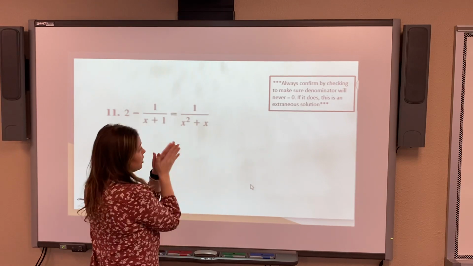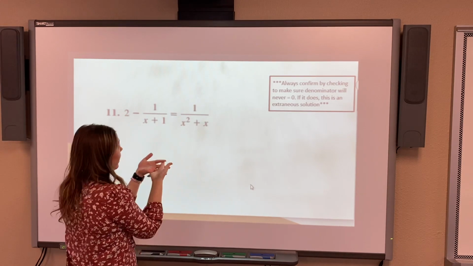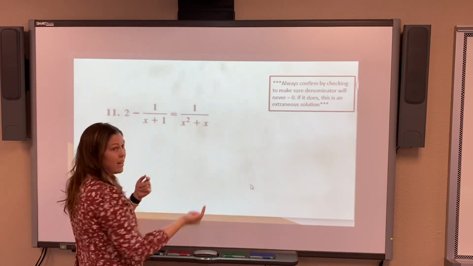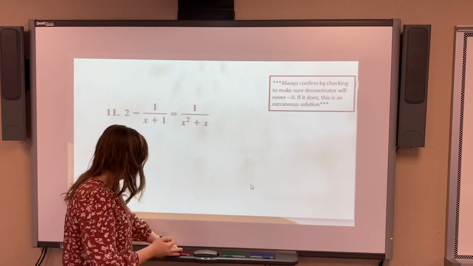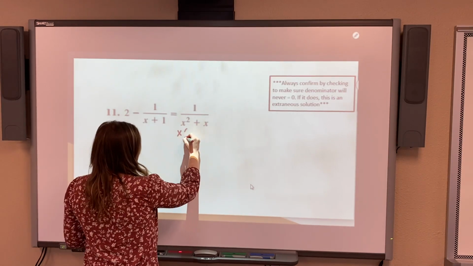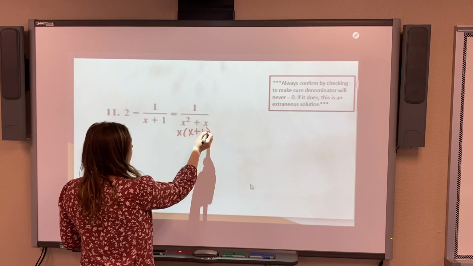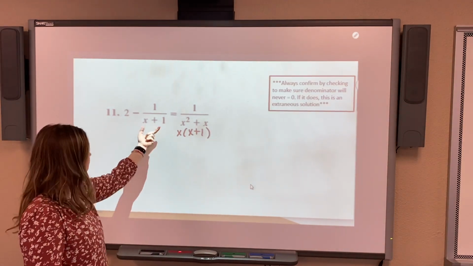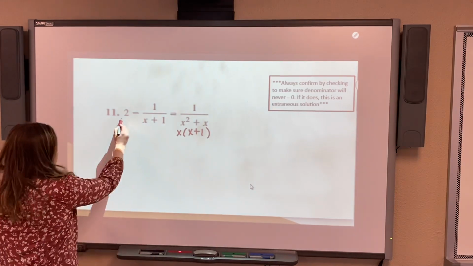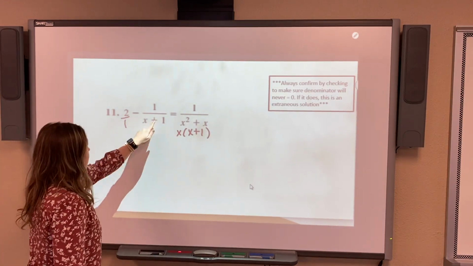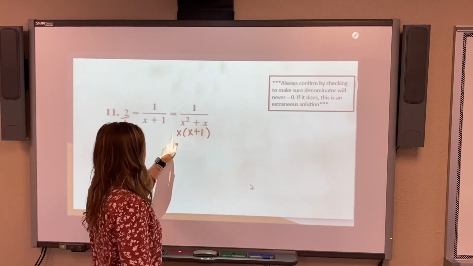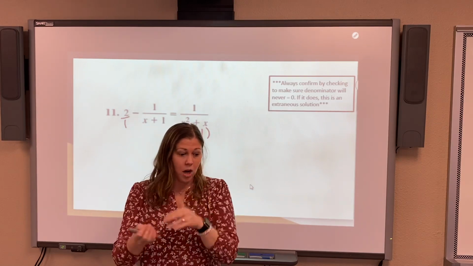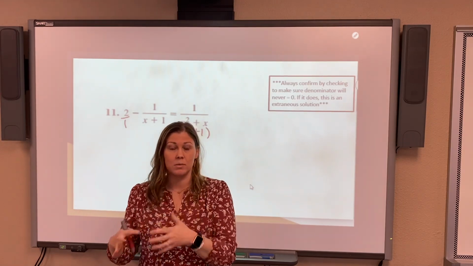So first thing, always look to see if we can factor anything, okay? Well, this one, nope. But this one, yes, they both have an x. So I'm going to factor out an x, and so we have x times x plus 1. Now, if you notice, we already have an x plus 1 as one of our denominators. This has a denominator of 1. This has a denominator of x plus 1. This has a denominator of x times x plus 1. So basically, the least common denominator would be that x times x plus 1.